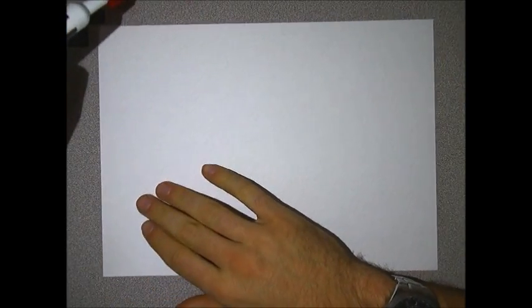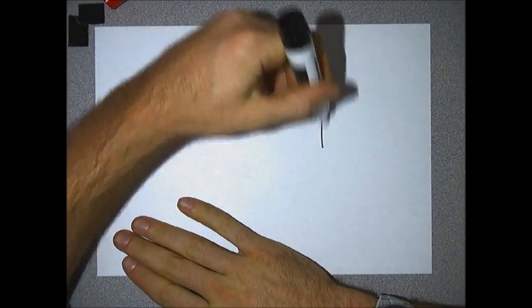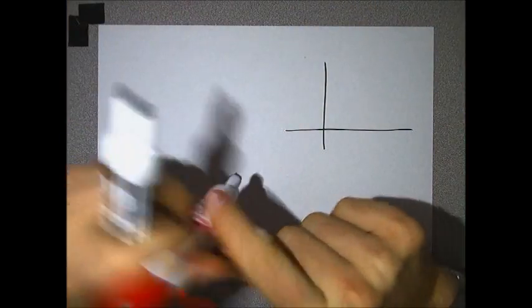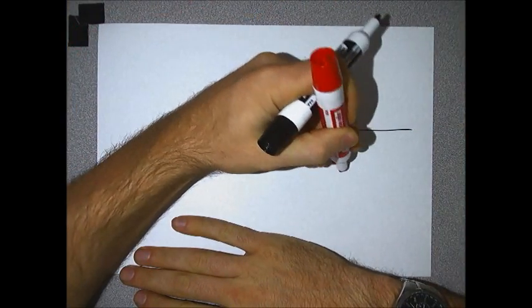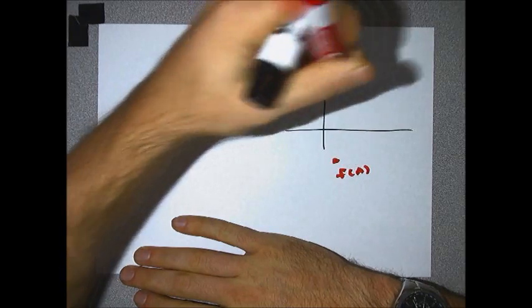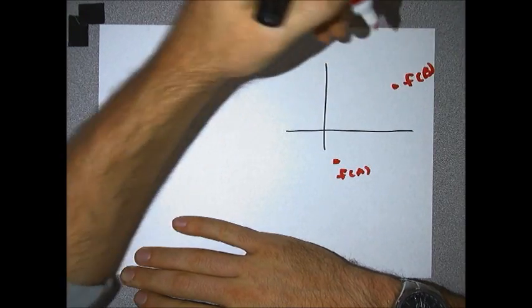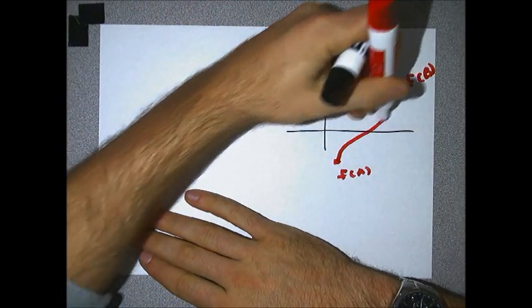Okay, intermediate value theorem had 2 statements and 1 result, right? So let's draw a picture first. So here's my graph. If I have a point down here, we'll call this one f of a, and I have a point up here, f of b, and I connect the line.